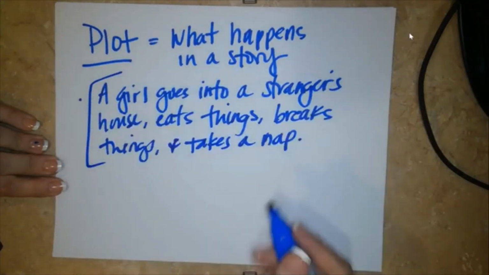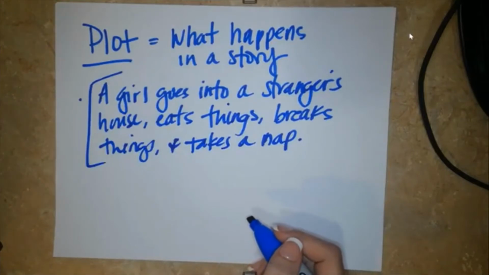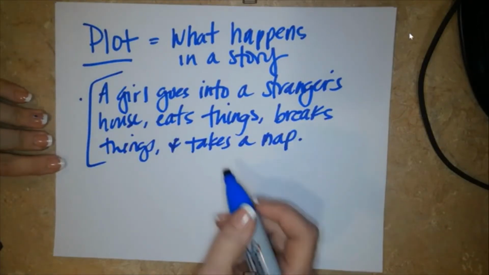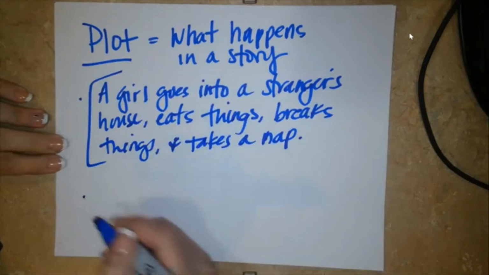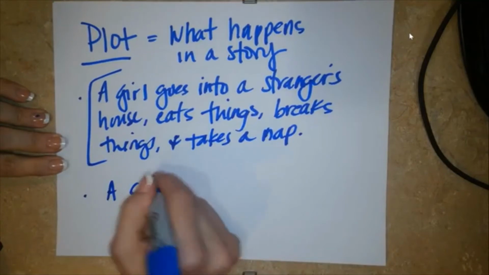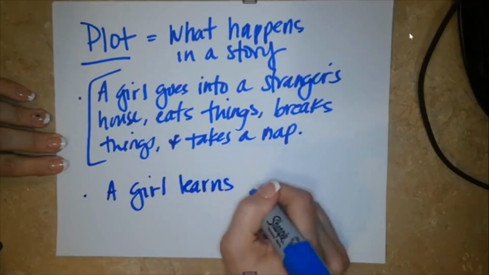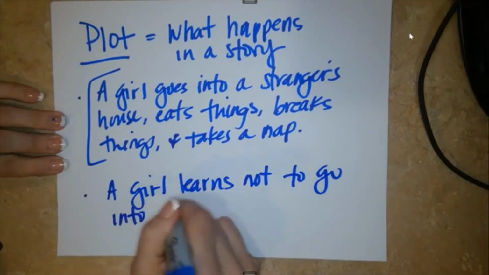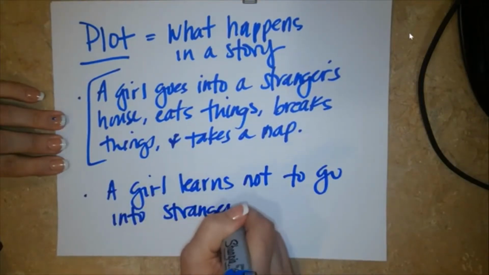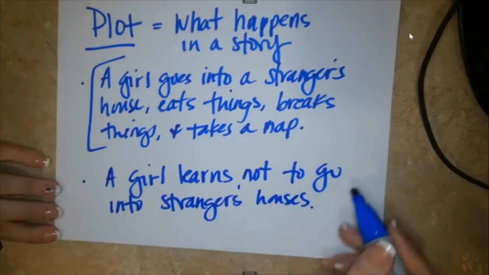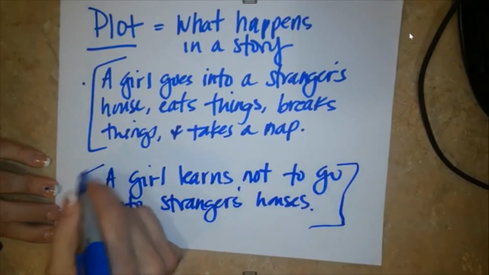Most of the time when people mistake plot for theme, because that's something that happens a lot, is you ask somebody for the theme and instead they give you something that happens in the story. This is pretty straight up a plot. But what if we wrote a summary that said something like, a girl learns not to go into strangers' houses. Sometimes people will see something like this and they'll think that they have a theme.